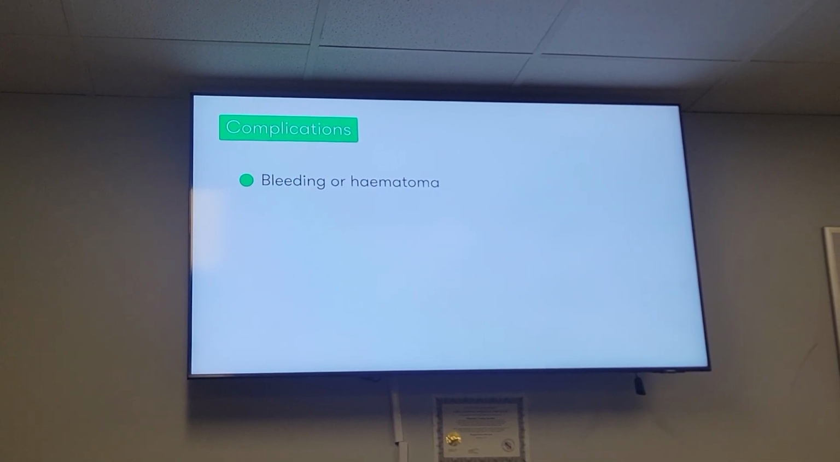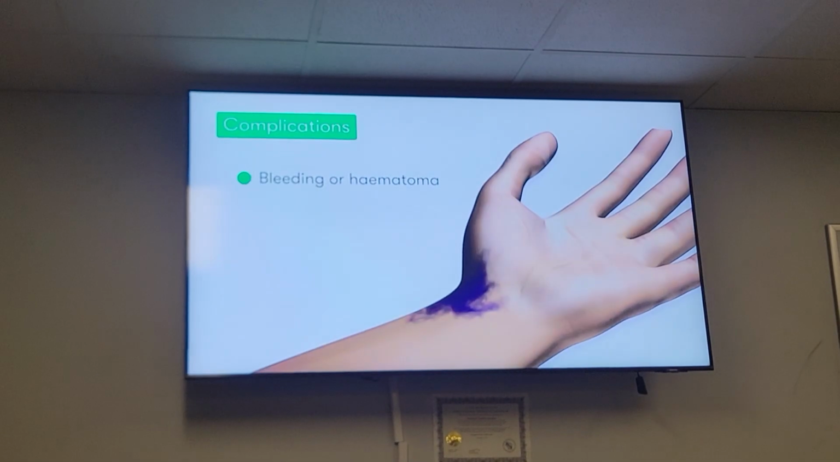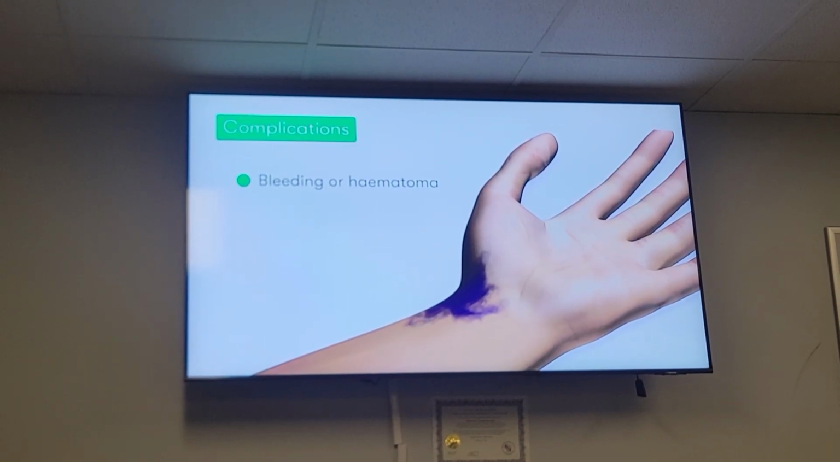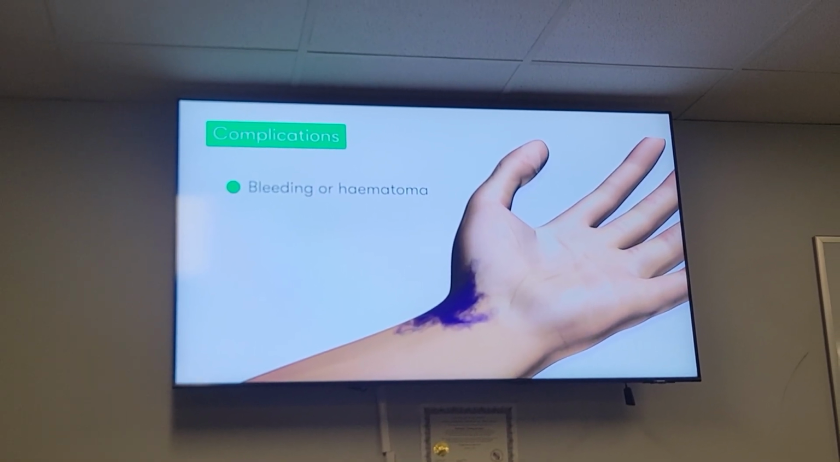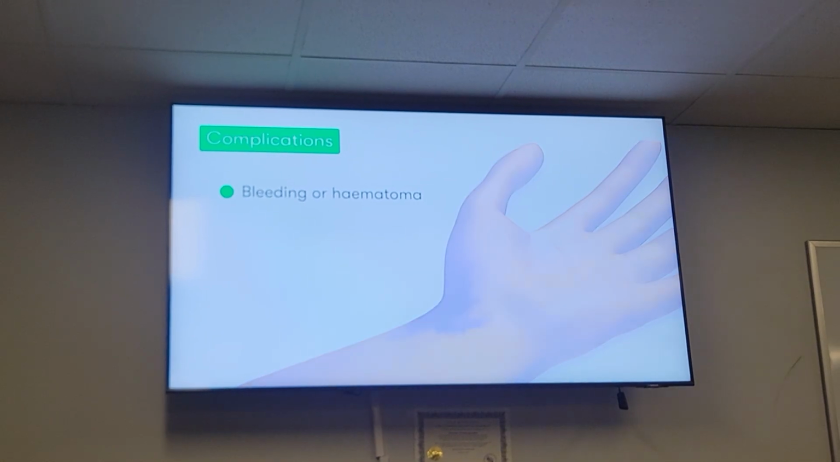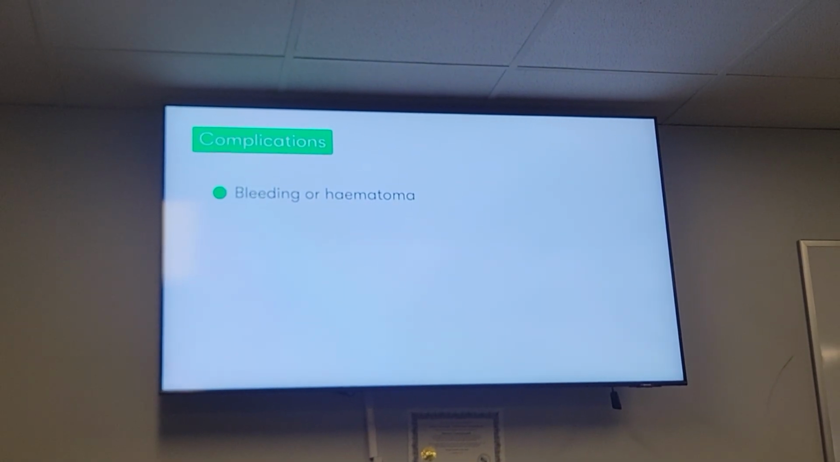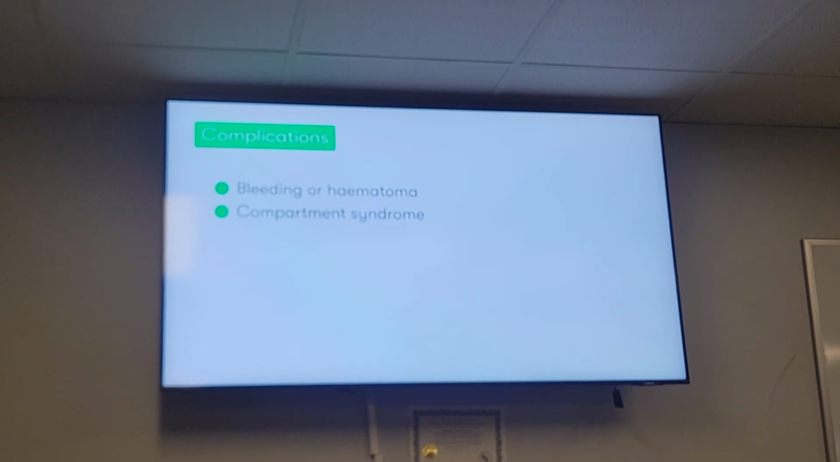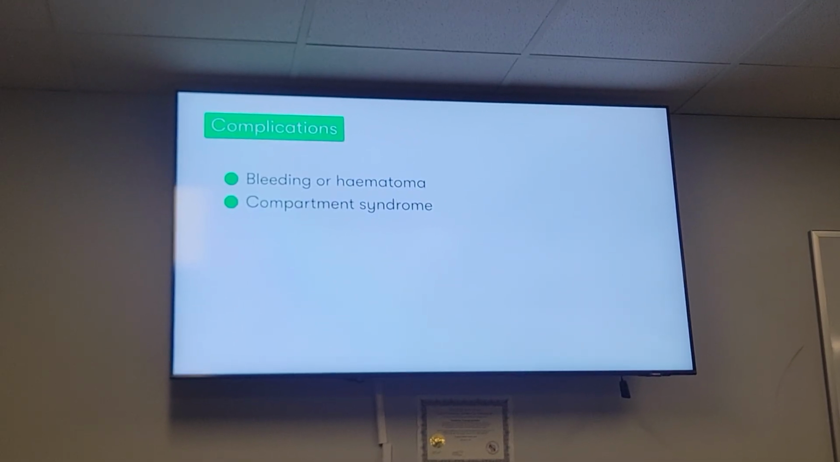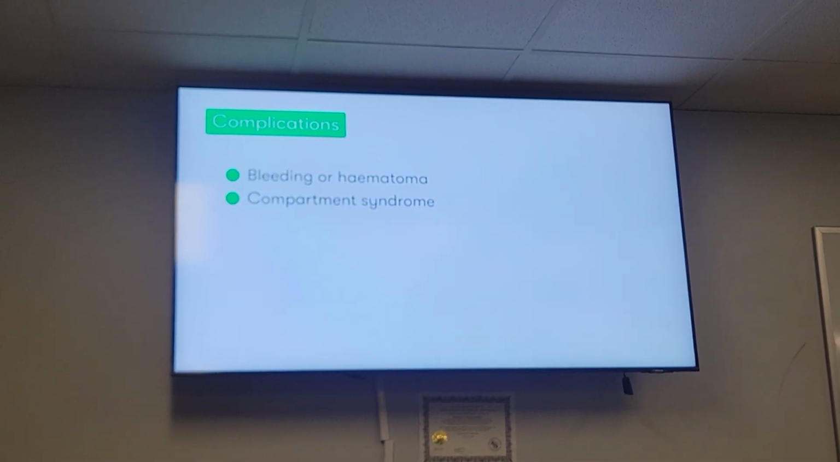In terms of complications, significant bleeding or a local hematoma may occur, and this is usually indicative that laceration of the artery has happened. Large or expanding hematomas carry the risk of causing compression of local structures and potentially causing compartment syndrome.